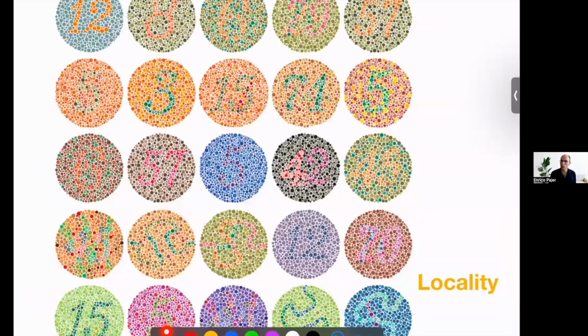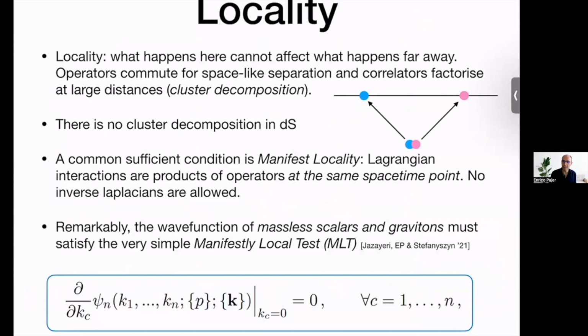Okay, so we got away with the symmetry. Symmetries are fun, but let's try to get some more dynamical principles into the game. And the first principle that I wanted to discuss is locality. I discuss it first because it's the one we understand the least, but it's the one on which we can make most progress. Okay, so what is locality?